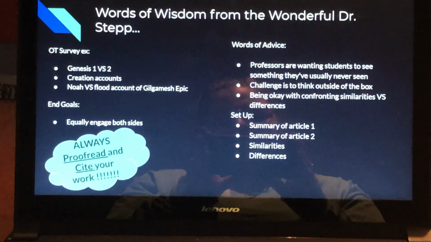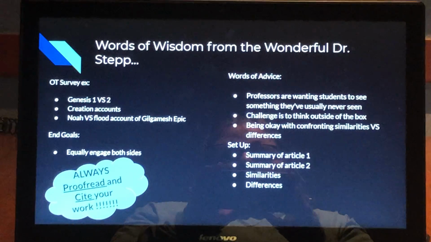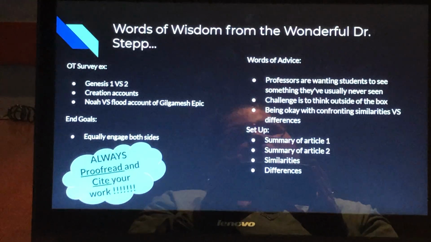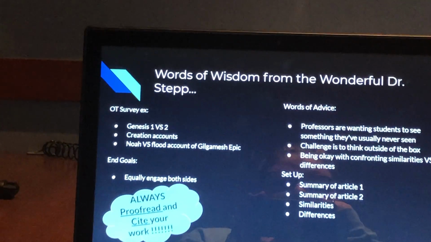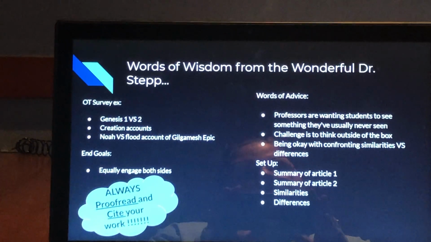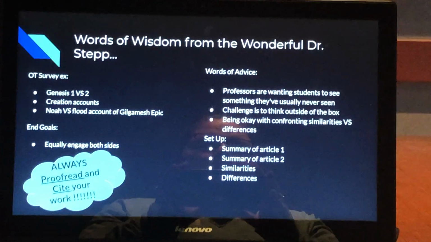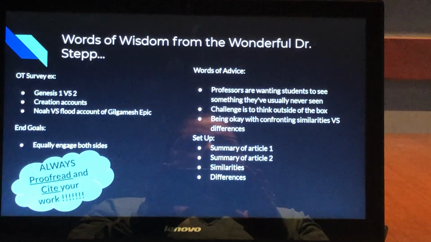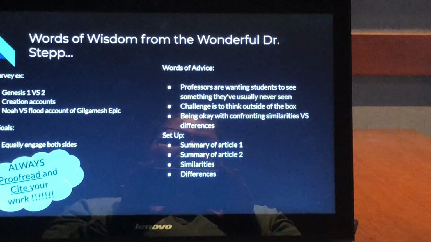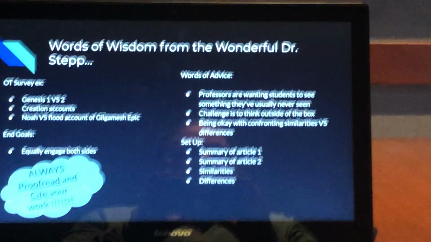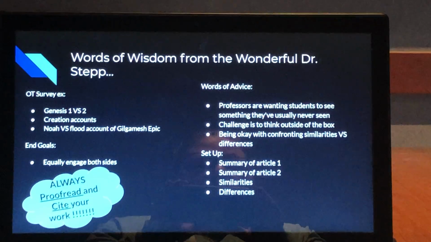So for our interview, we did Dr. Step, and his examples were for Old Testament survey. He said Genesis 1 versus Genesis 2, the different creation accounts, and Noah versus the flood account of the Gilgamesh epic. We asked what his end goals would be for a paper, and he said to equally engage both sides of your comparison, so not just focusing on one thing over the other.